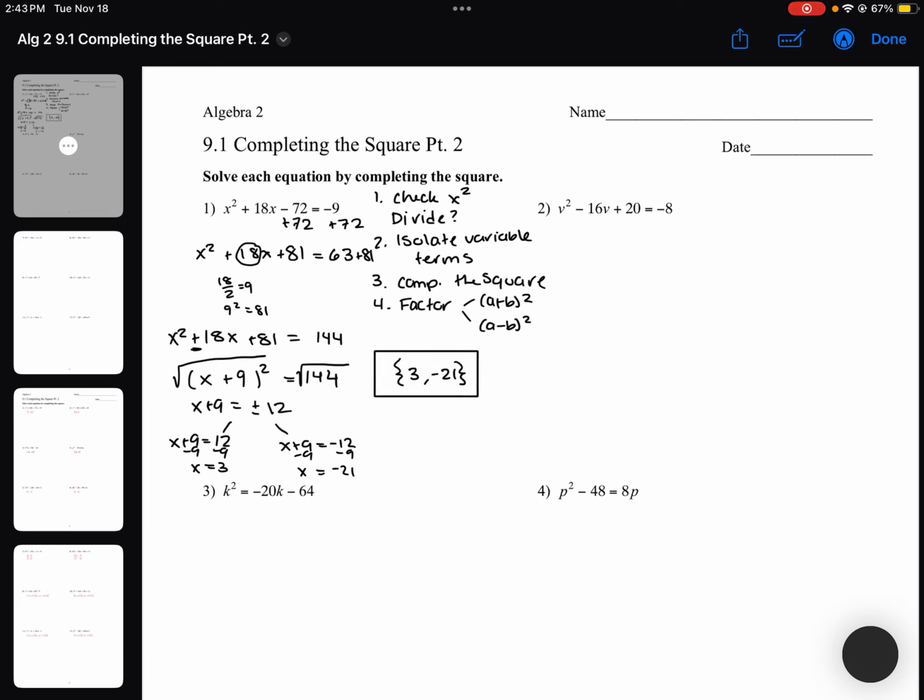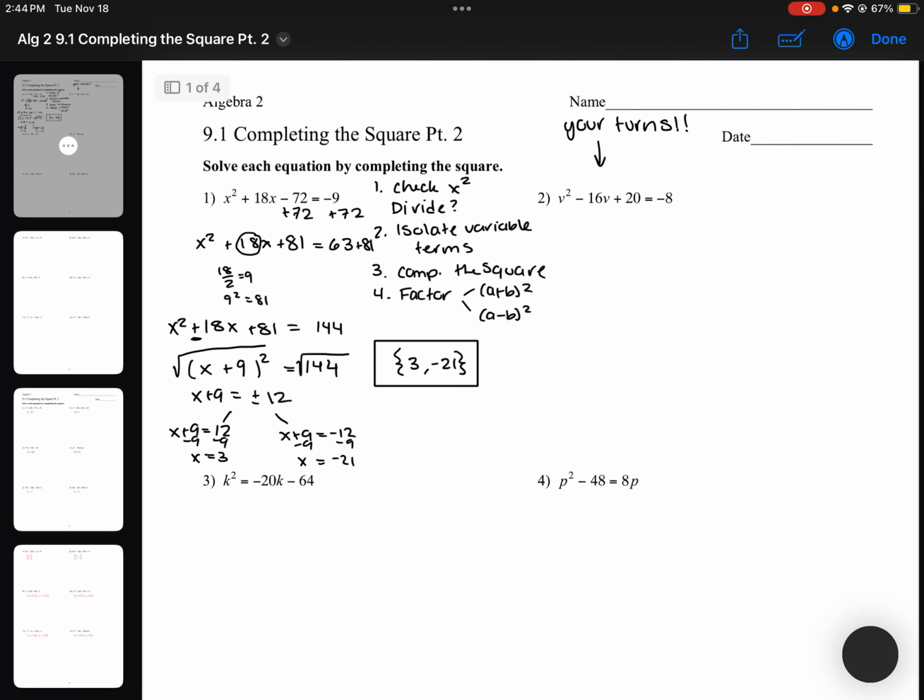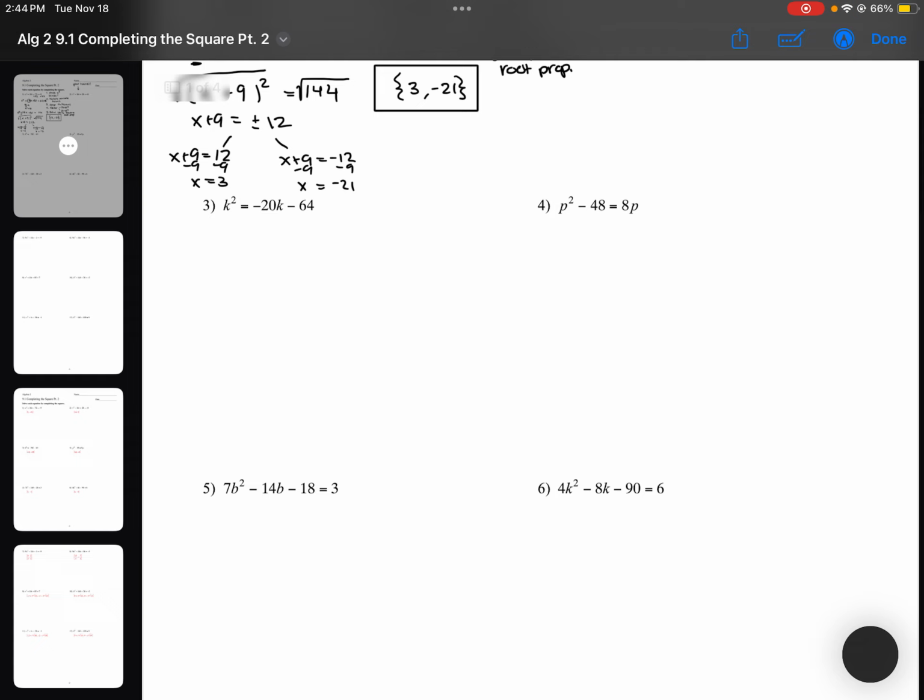Number 2, again, you guys will do all of the evens. You can either be doing that while I'm talking, if I'm talking too much for you, or you can pause the video, whatever is going to be helpful. All right, we're going to move on to number 3. So we're still using our process. Step number 5 was just solve using the square root property that we talked about yesterday. Moving on here, I'm checking out my first term. It's just k squared. I don't have to divide by anything.